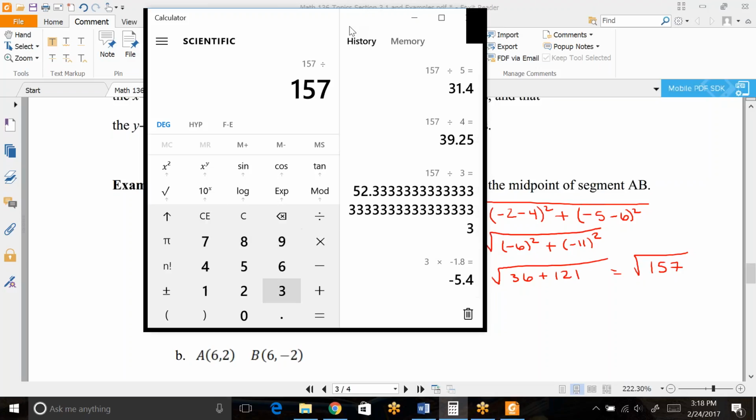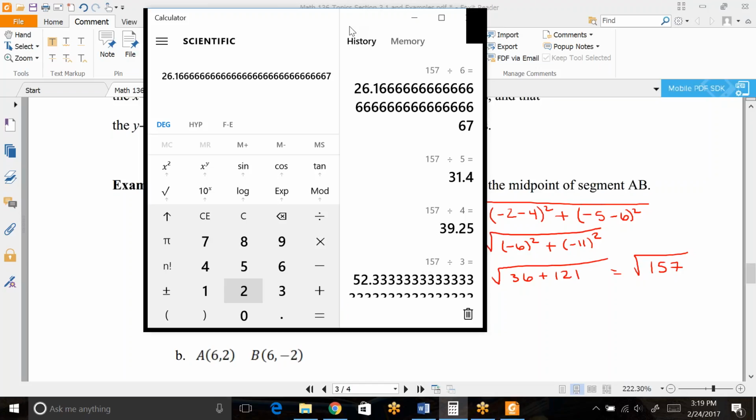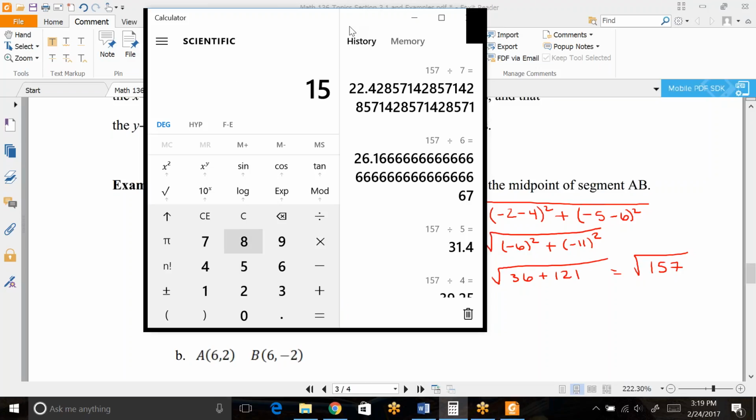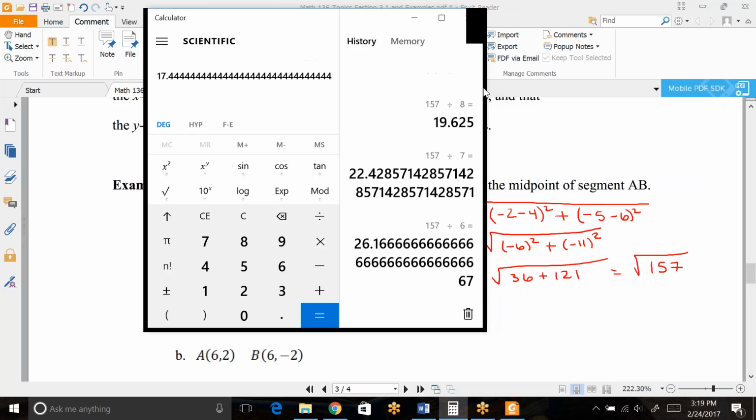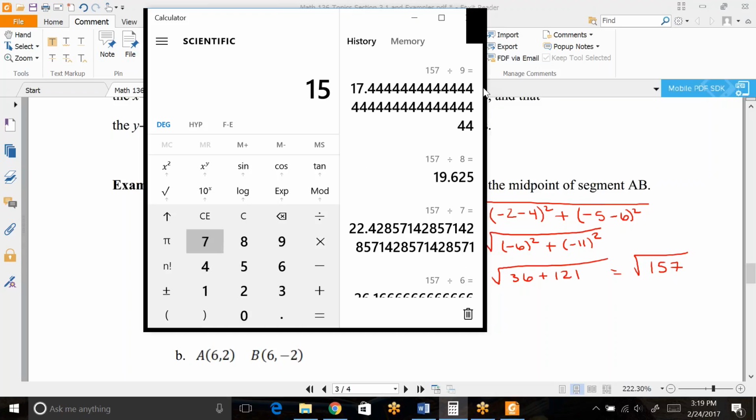157 divided by 6. That's 26.16, so not divisible by 7. Nope. By 8. Nope. See how the gap is getting closer together? I know I'm done testing for things that could go into it as soon as I can break this down, and this is going to be smaller than what I divided by. So we're just kind of going through to make sure, because you should always double check so you don't miss points for not reducing. We know it's not divisible by 10.